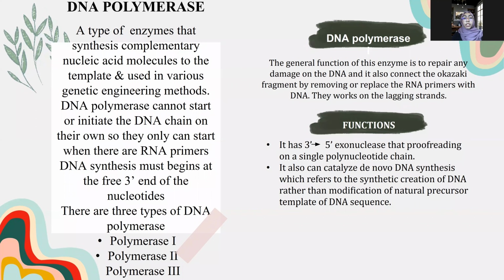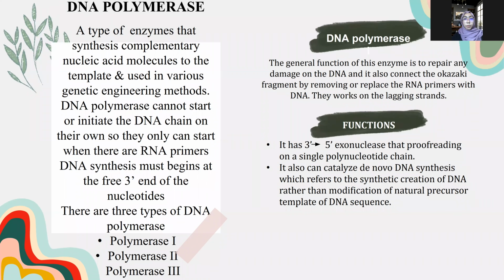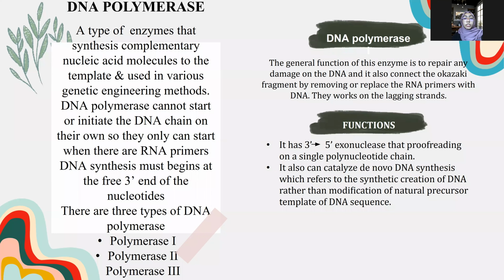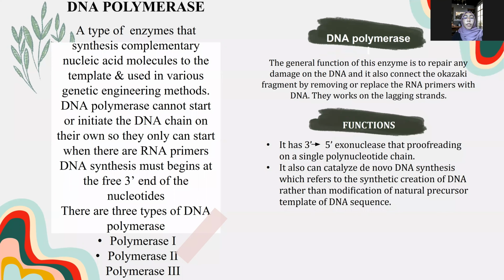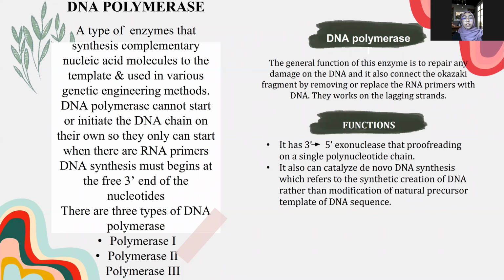So the function of DNA polymerase 1 is that it has exonuclease activity that removes the RNA primer, and it replaces it with new DNA. DNA polymerase 2's function is just to repair any misreading on the DNA. And the last one is DNA polymerase 3. It's the main enzyme that adds nucleotides in the 5 to 3 direction to the template.